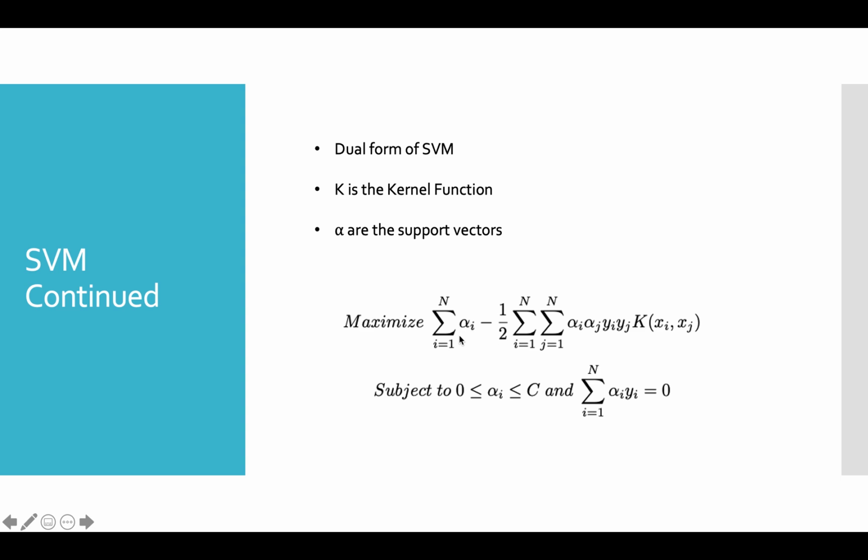Now in the dual form, the alpha i's are called the support vectors. That's why the name of the support vector machine arises. Here k is the kernel function. The kernel function allows us to calculate the inner product of two vectors and their embedding without explicitly calculating the embedding. This is a classical quadratic optimization problem, and we can solve it in order of n cubed time on any quadratic optimization problem solver.